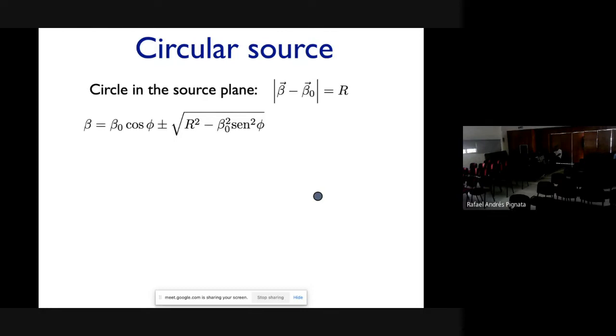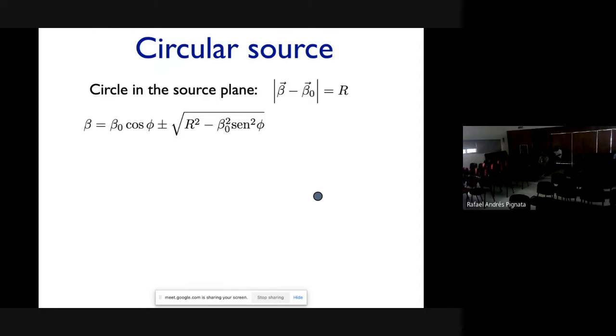Now we just work this solution in polar coordinates. So in the lens plane, we work in polar coordinates. Beta is the radial direction and phi is the angular direction, and that's, as you all know, the expression of a circle with a center in beta zero in polar coordinates. There's no lens in there.